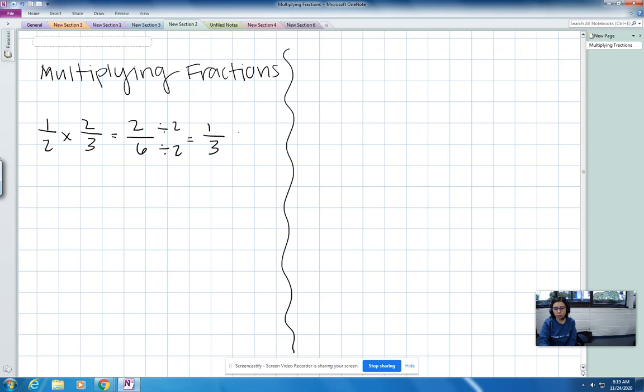You could have also done cross-canceling instead of simplifying at the end. If you remember how to do that, feel free to do so. If not, go ahead and just use this method.